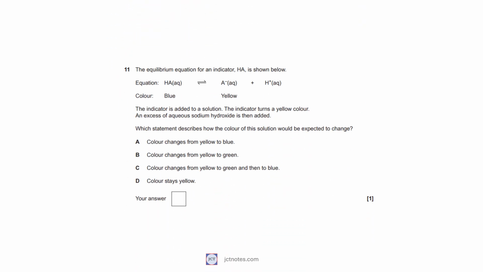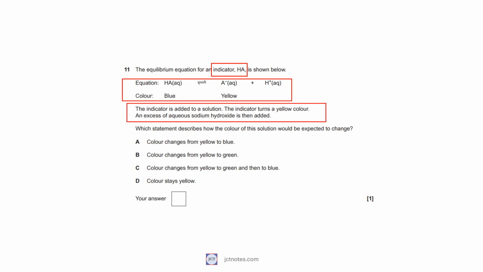In question 11, we are given the equilibrium equation for an indicator, HA. In the form HA, the indicator is blue, but when it is dissociated as A minus and H+, it is yellow. The indicator is added to a solution. The indicator turns a yellow color. An excess of aqueous sodium hydroxide is then added. Which of the four statements provided describes how the color of the solution would be expected to change?